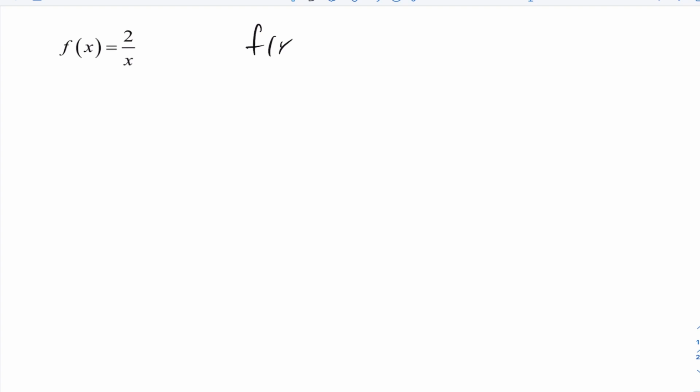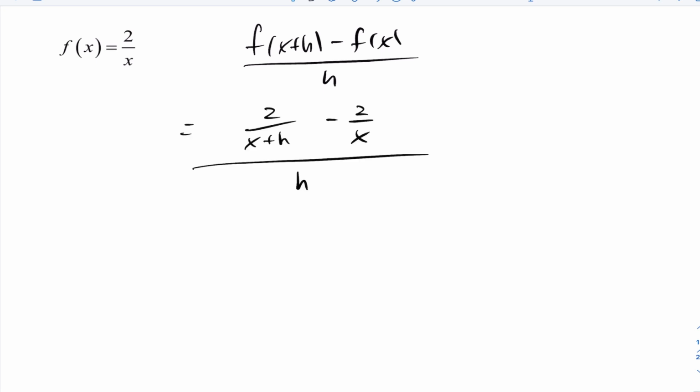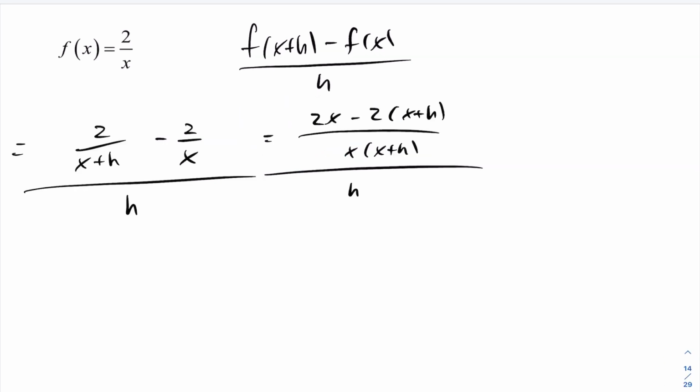So to remind you, it was f at x plus h minus f at x over h. And let's sub all that in. Subbing this in, we want to be able to simplify this expression. First step is to go ahead and get a common denominator in the numerator, and continuing this on here, I end up getting 2x minus 2 times x plus h over x times x plus h. So I got myself a common denominator here.